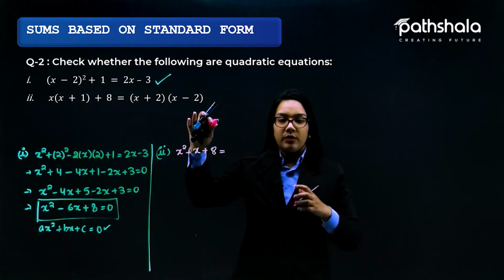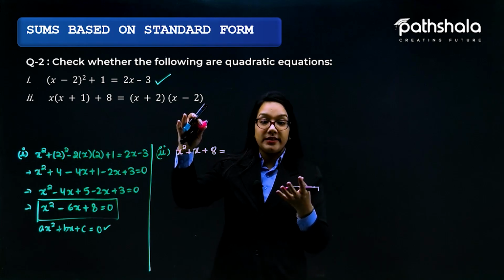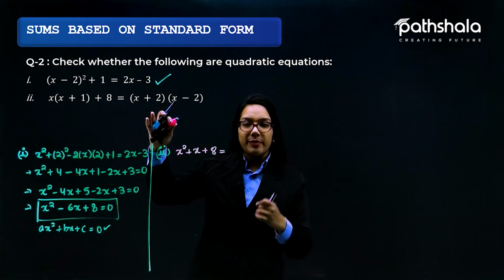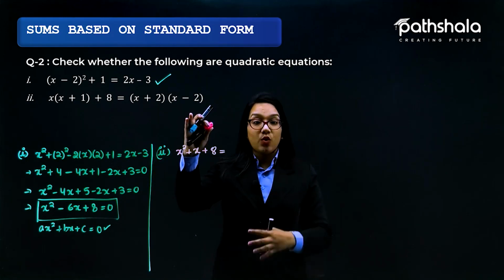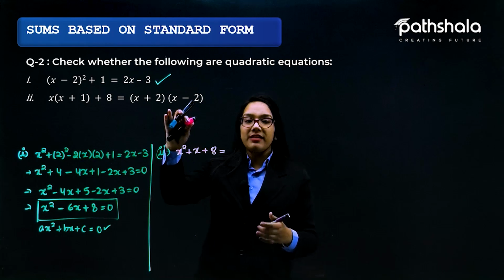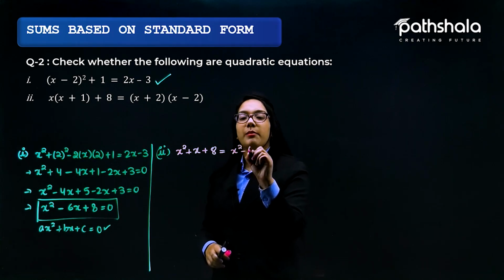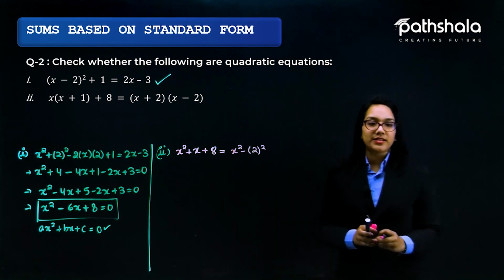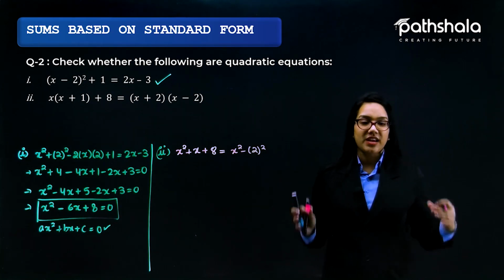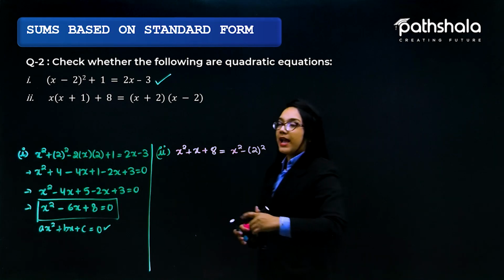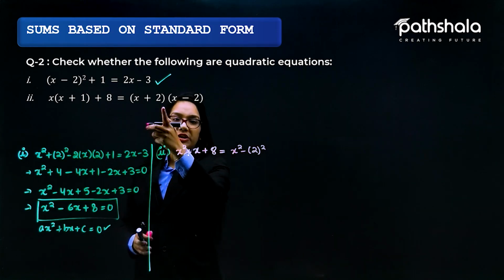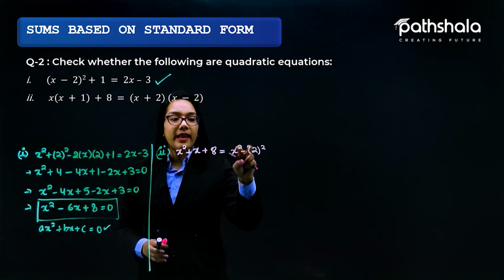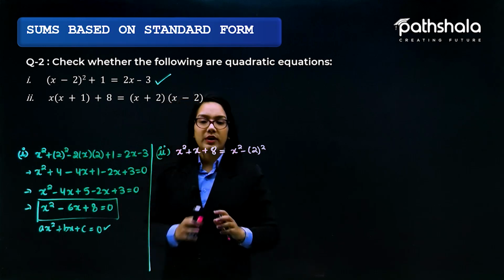As we can see, we have an algebraic identity, which is a plus b, a minus b. So a plus b into a minus b is a square minus b square. So we can write this equation as x square minus 2 square. You know that the algebraic identity a minus b into a plus b is a square minus b square. It means x plus 2 into x minus 2 can be written as x square minus 2 square. So using that algebraic identity, I am writing this as x square minus 2 square. Now let's solve it.